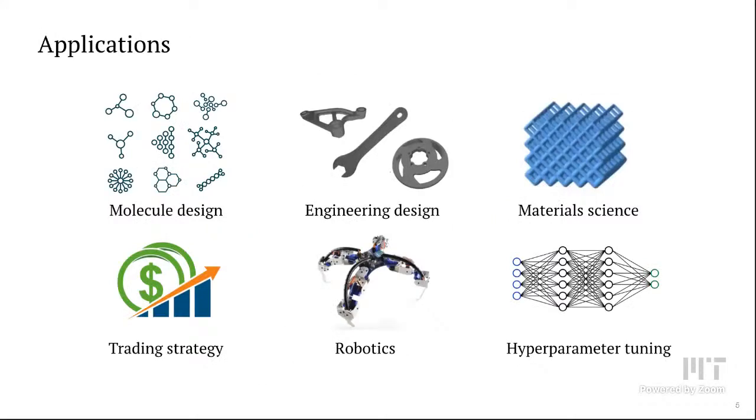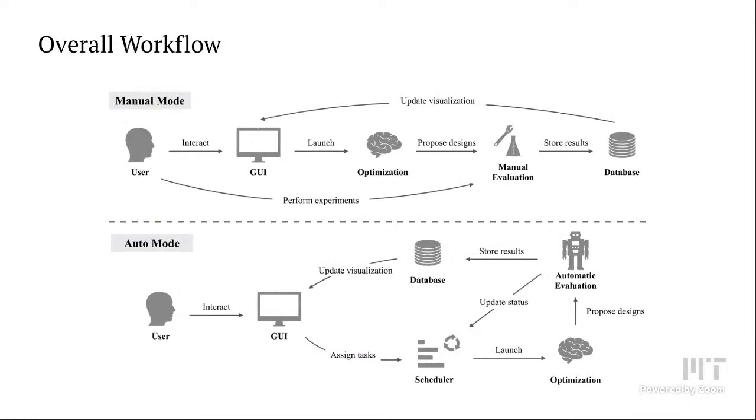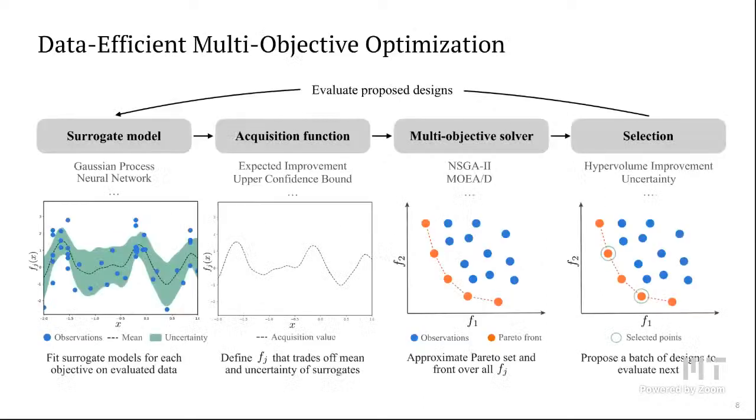This setup is quite general to many different applications, and we propose a general purpose optimal experimental design platform with a lot of nice features, including an intuitive GUI, a modular code base, and some advanced optimization techniques. The overall workflow is designed so the user only interacts with the GUI, without the need to touch the backend algorithm or the scheduling of experiments.